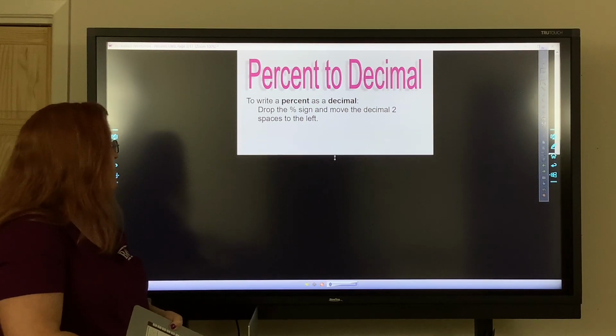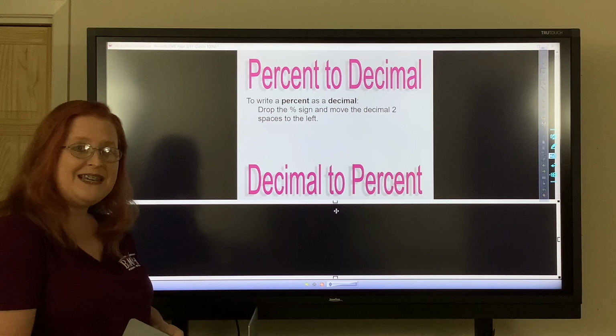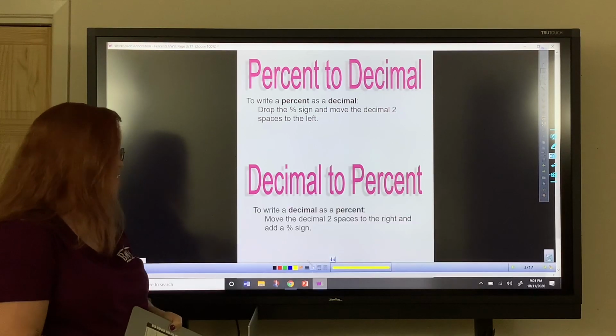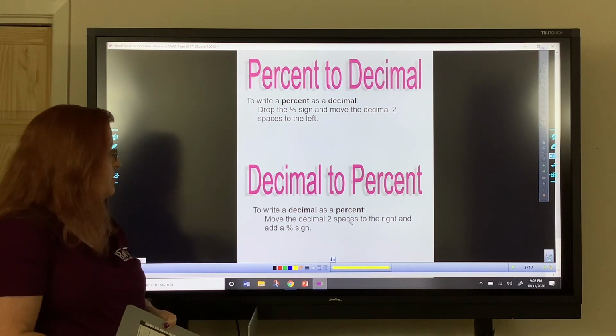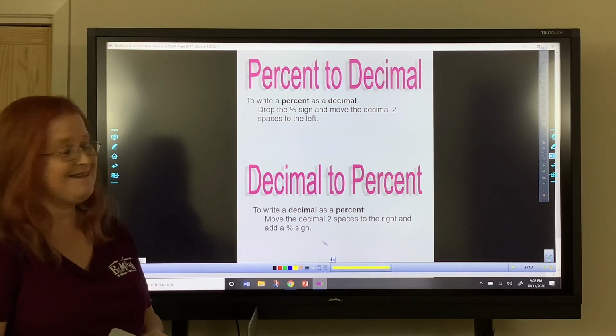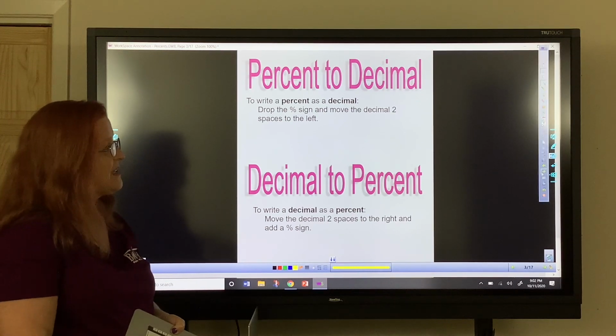To convert from a decimal to a percent, you would just basically do the opposite. You would move the decimal 2 spaces to the right and add the percent sign. That's it. That's all you have to do. So let's look at some examples.